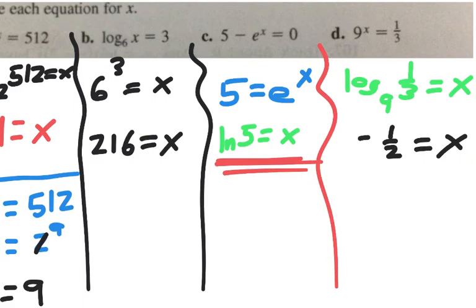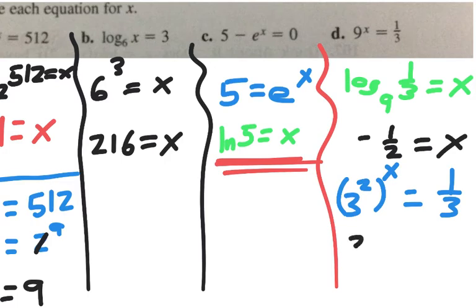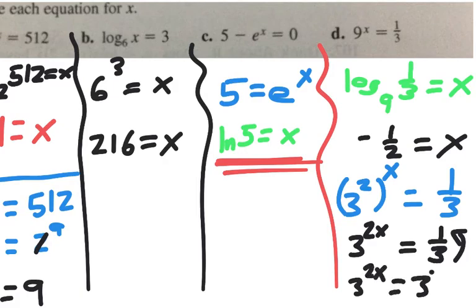I would try to rewrite them with the same base. So let's go through the process I would do. It's always easier to take a bigger number and make it smaller. So I'm going to take 9 and turn it into a 3. That would be my thinking. So 9 is the same thing as 3 squared. Raise that to the x equals 1/3. Now I have a power to a power, so that means I can multiply. So 3 to the 2x is equal to 1/3. Now I need to change one or the other. I would move 3 to the numerator. If I move 3 to the numerator, that's going to turn it into 3 to the negative first.